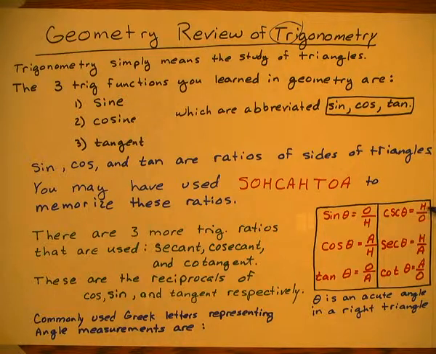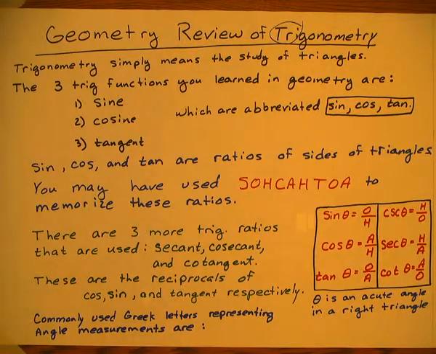Cosecant, if you'll notice, the ratio is hypotenuse over opposite. So it is the reciprocal of sine. Secant of theta is hypotenuse over adjacent, which means it is the reciprocal of cosine. And cotangent of theta is adjacent over opposite, which is just the reciprocal of tangent. And theta is the acute, or one of the acute angles in your right triangle.